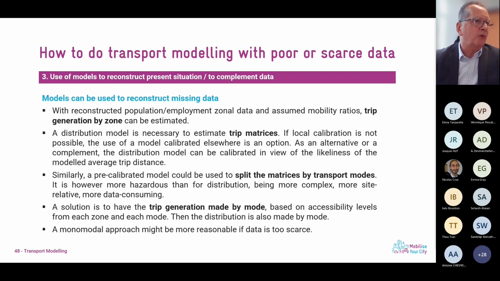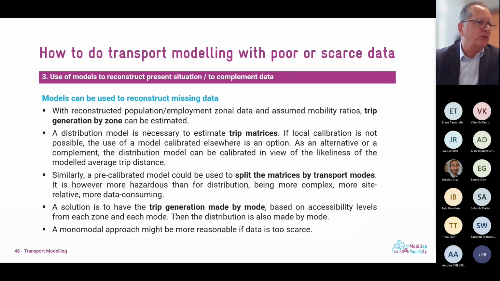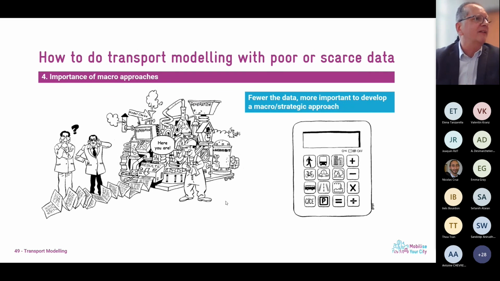For transport modes, possibly a pre-calibrated model from another city, but that might be more hazardous than for distribution because it's more site relative. So a solution could be to have a trip generation made by modes based on accessibility levels from each zone and each mode, and an estimate of the number of trips by public transport made on average by people, making the generation mode by mode. And maybe if you don't have a lot of data, a monomodal approach is more reasonable than a multimodal approach. So there are always ways of progressing, even if you have few data. Of course, it's important to make all possible efforts on the data collection, but still.